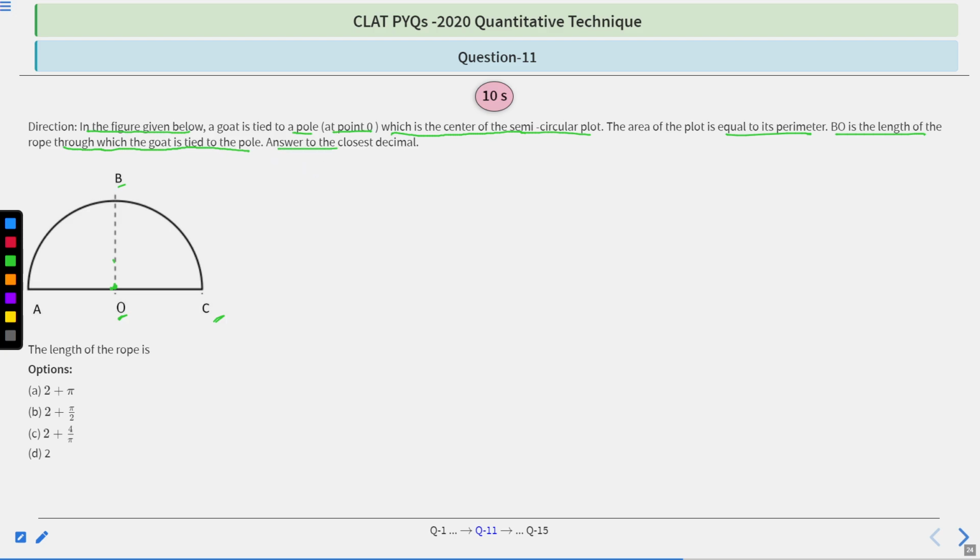Now you have to answer to the closest decimal. The main question says the length of the rope is 2 plus pi, 2 plus pi by 2, 2 plus 4 by pi, or 2. You will have 10 seconds to try this question. After 10 seconds, we'll move towards the correct option and its explanation. So your time starts now.